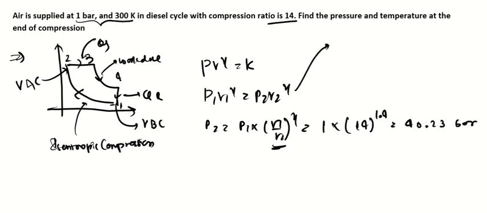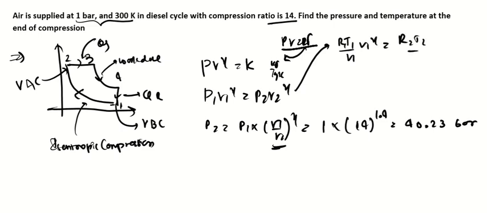Similarly, you can tweak this equation. If you know the ideal gas equation, P V equals R T, where the unit of R is kilojoule per kg Kelvin, then you can write P as RT by V. So R1 T1 by V1 into V1 to the power gamma equals R2 T2 by V2 into V2 to the power gamma. So T1 V1 to the power gamma minus 1 is equal to T2 V2 to the power gamma minus 1, because R cancels out, as R is a constant.